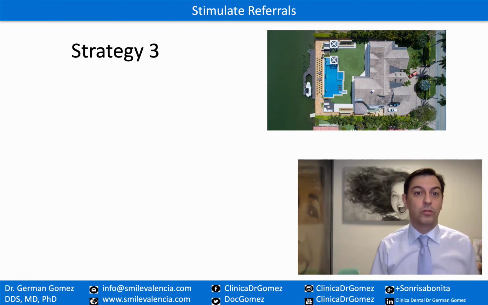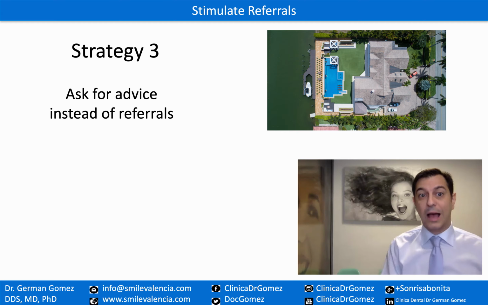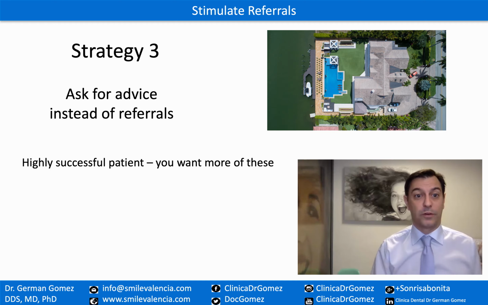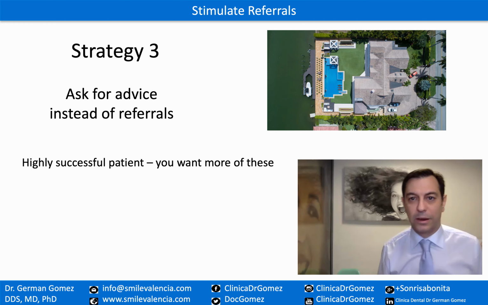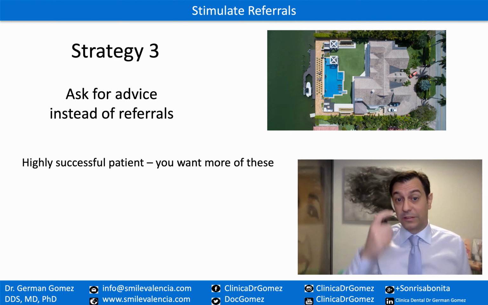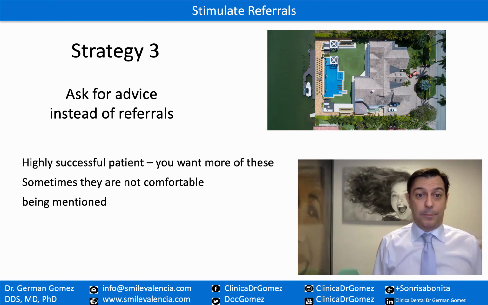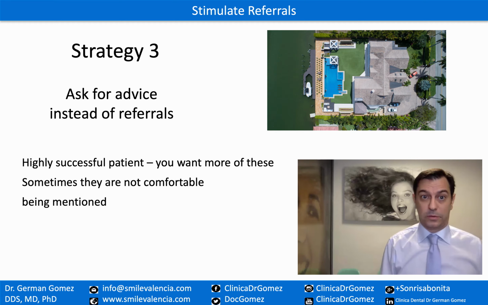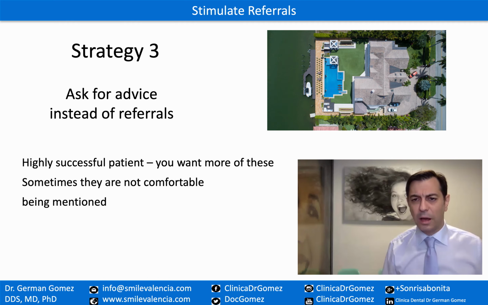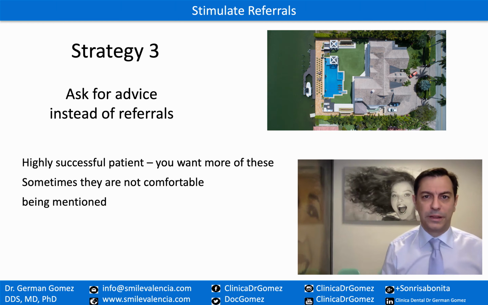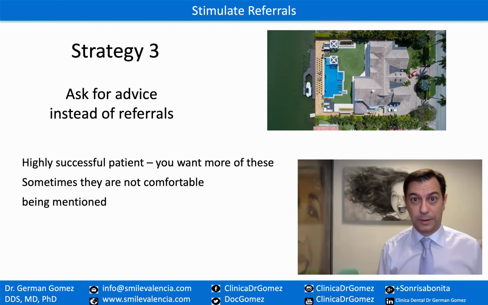Strategy number 3, ask for advice instead of referrals. Imagine you have a highly successful patient and you want more of these celebrities, soccer players or American football players or basketball players or something like that, okay? And you want more of these patients. Sometimes they're not comfortable being mentioned. They don't want you to mention them because they have contracts with advertisement companies and so on, and you cannot mention them. It happens to me a lot, by the way.